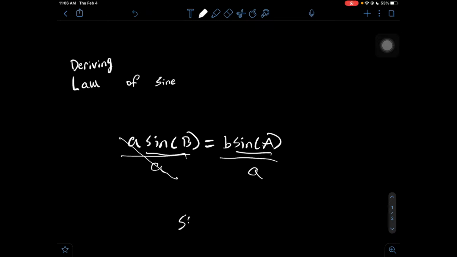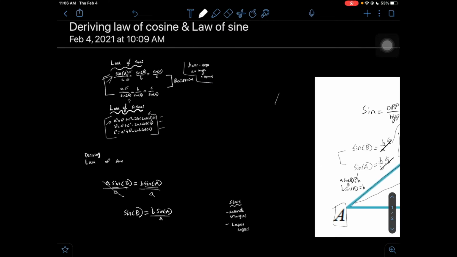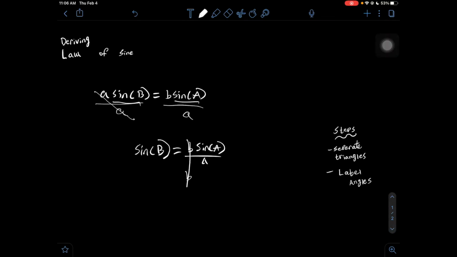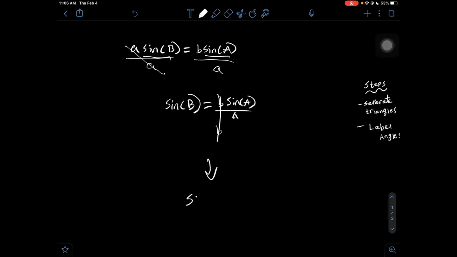So you have sine of b equals b sine of a over a. Well, looking pretty similar to this right here. We have sine of a over a. Well, we still have a b coefficient remaining. So we can divide both sides by b, which would eliminate b, which leaves us with sine of b over b equals sine of a over a.